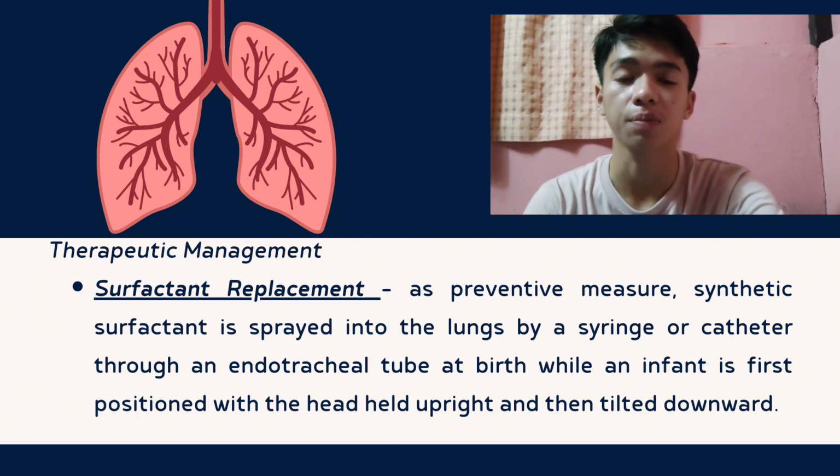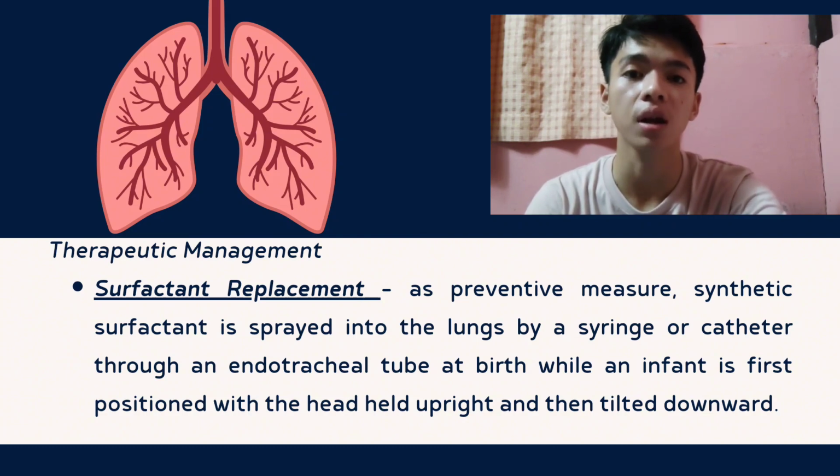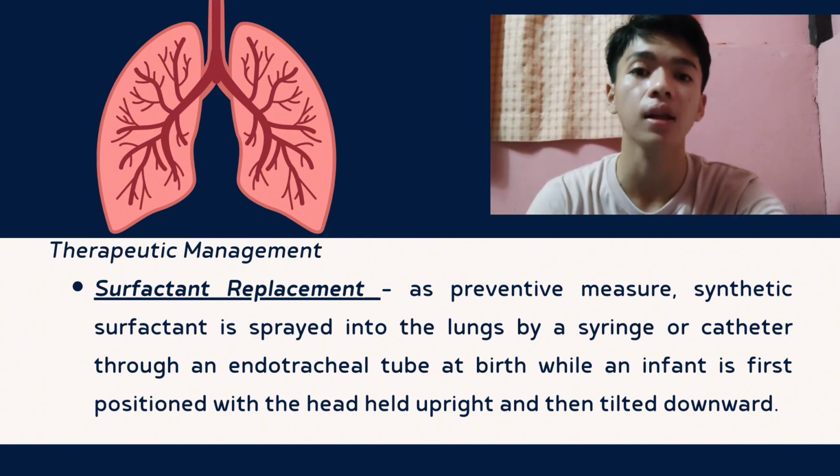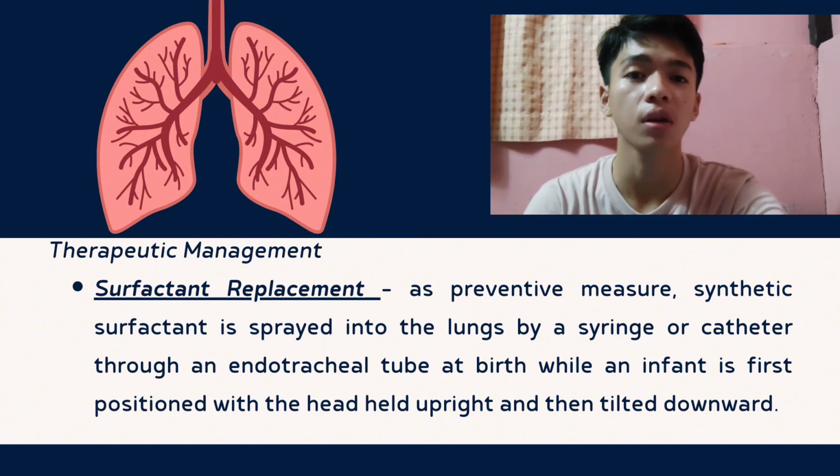First is surfactant replacement. As a preventive measure, synthetic surfactant is sprayed into the lungs by a syringe or catheter through an endotracheal tube at birth while an infant is first positioned with the head held upright and then tilted downward. It is important that the infant's airway not be suctioned for as long a period as possible after administration of surfactant to avoid suctioning the drug away.